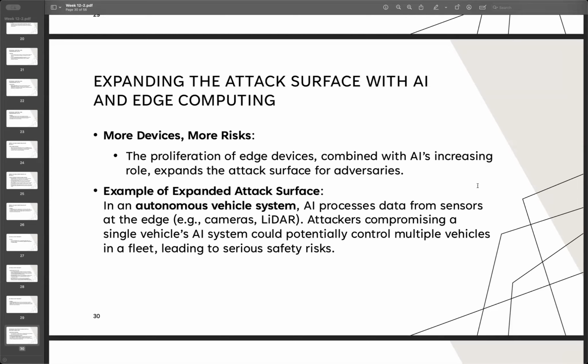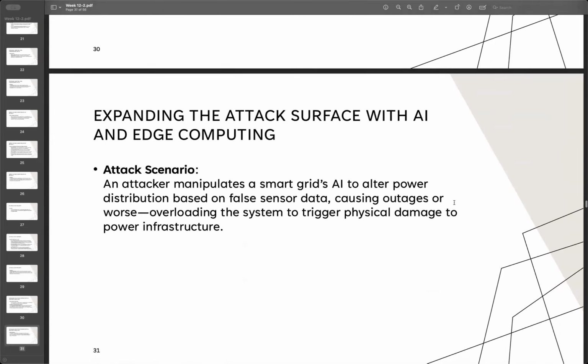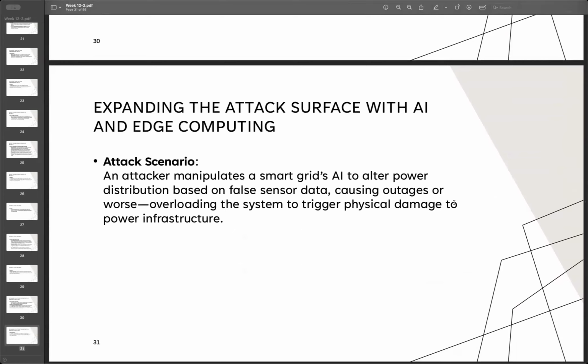At the edge, somebody will say the camera, the LiDAR is the sensor, like the radar sensor, to detect objects nearby. So when an attacker compromises a single vehicle AI system, they can potentially control multiple vehicles in the fleet, leading to a serious safety risk.